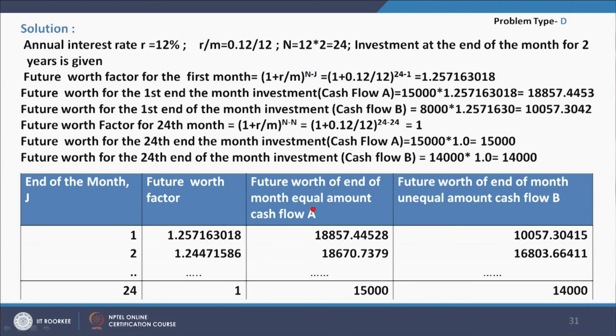Now, the future worth amount is 15,000 for cash flow A: 15,000 into this factor, which comes out to be 18857.4453. The amount is written here, and the future worth for cash flow B is 8,000 into this factor, which comes out to 10057.3042. Similarly, we filled up all the future worths. At the 24th month the future worth factor is 1, that is why the values remain the same: it is 15,000 here and this is 14,000 here.